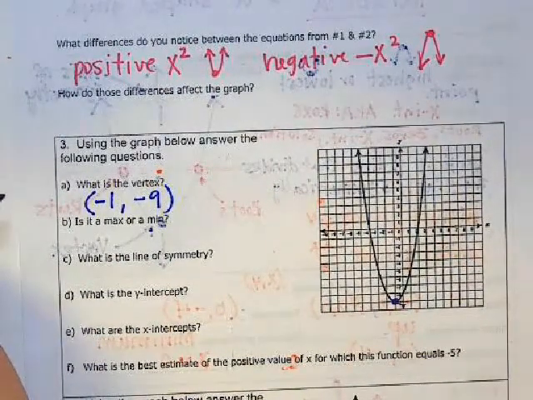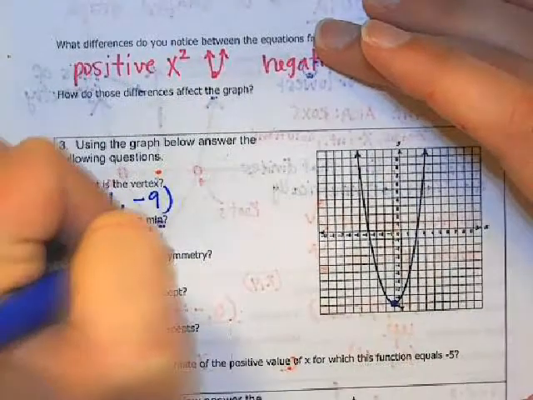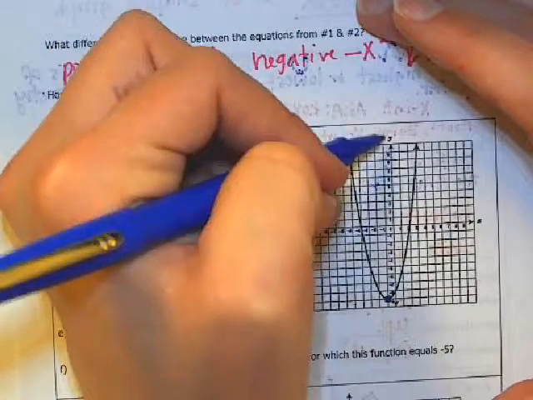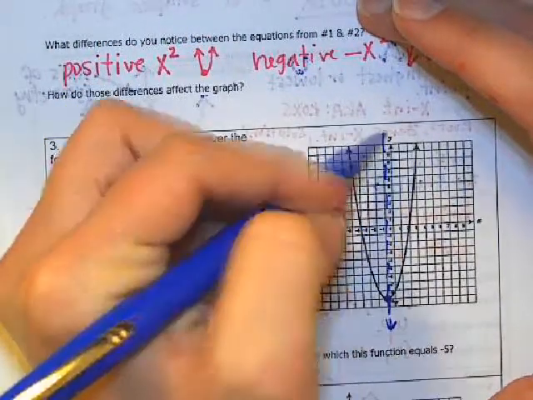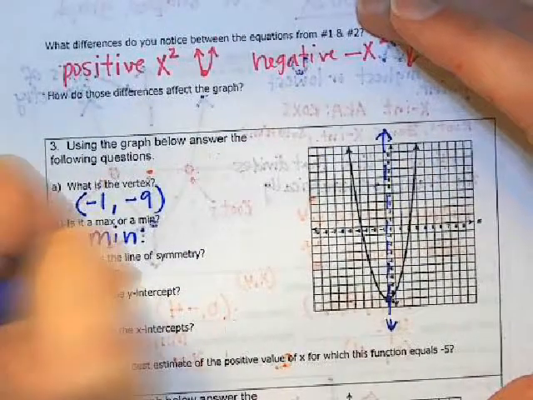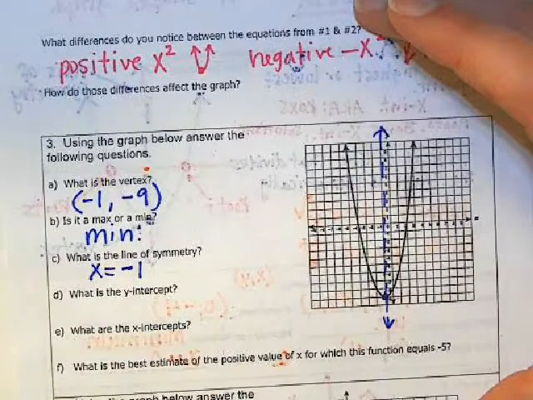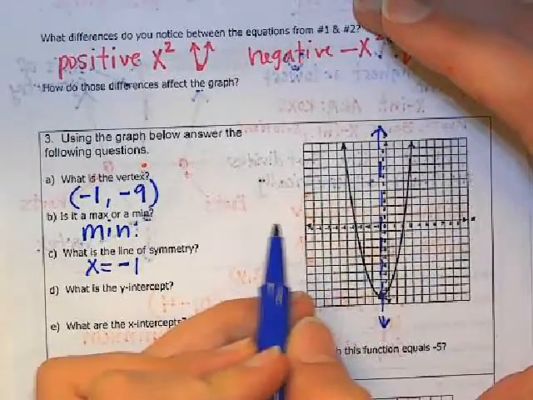Is it a maximum or a minimum? Minimum. It's at the bottom. What is the line of symmetry? Okay, it goes through the exact middle of my U. Remember I told you it's x equals the x spot of the vertex, which is -1. Or you can say it goes through the -1 on the x-axis.